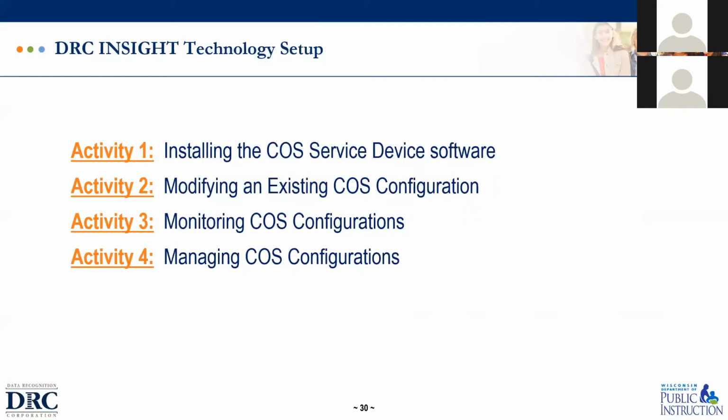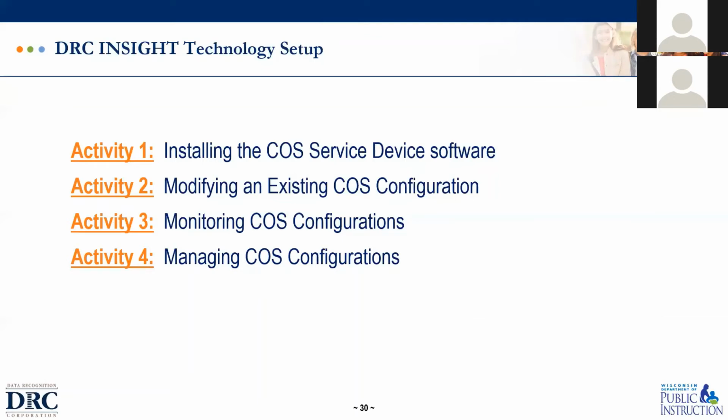Now again, you may have COS service devices out there already that are in configurations from last year. Those are going to be good to go. But we have a lot of sites that want to add additional capacity. So whether you're starting new with new COS service devices, because you didn't have them last year, or you're adding capacity, you're going to want to go through activity 1.